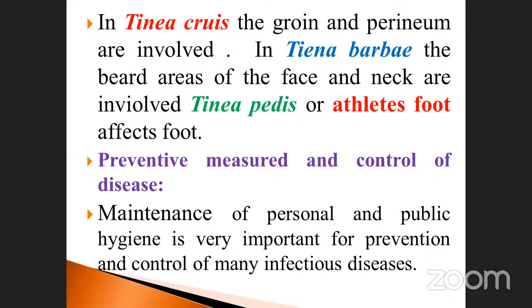The beard areas. Beard means the mustache, the upper part, and the lower part is the beard, of the face and neck are involved. Tinea pedis, or athlete's foot, affects the feet also. These are the three types.